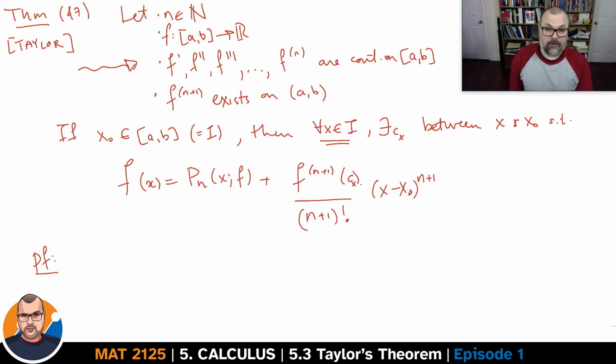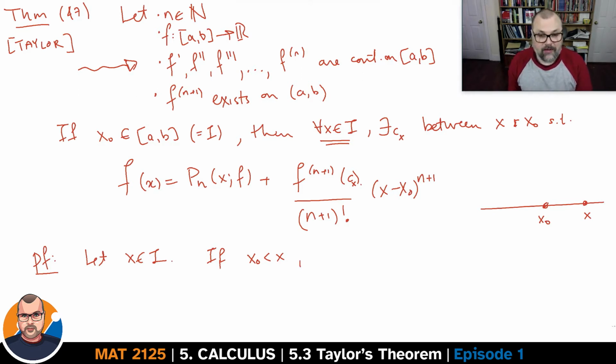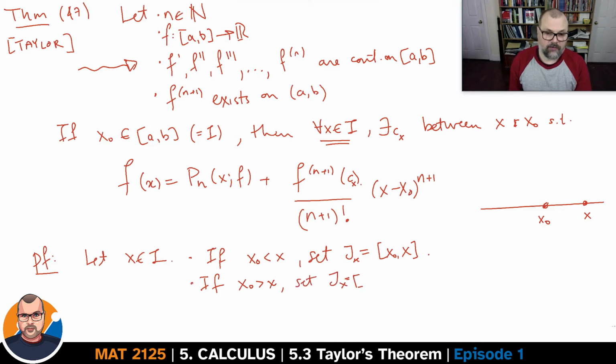We're trying to show something is true for every x in I. Let's pick an x in I. We also have an x0. That's part of the statement of the problem. If it turns out that x0 is smaller than x, then we are going to set a new interval J to be the interval from x0 to x. Should we call this J_x? But I might drop this for a while. If, on the other hand, x0 is greater than x, the interval J_x will be from x to x0.